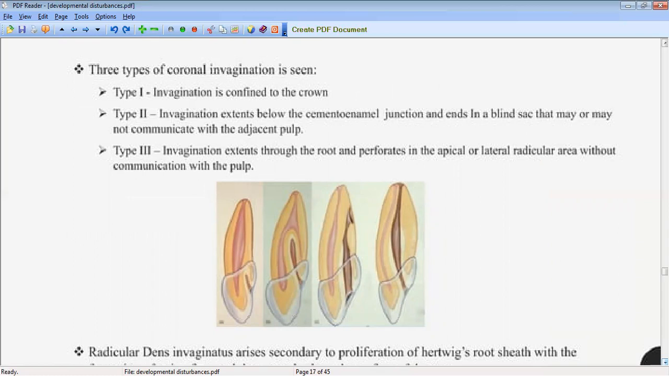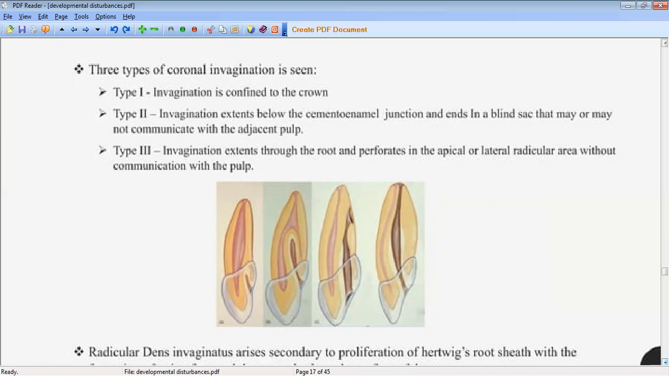The first type is confined to the crown only. Then the second one extends beyond the cemento-enamel junction and ends in a blind sac that may or may not communicate with the adjacent pulp, or a root, and perforates in the apical lateral without communication with the pulp.